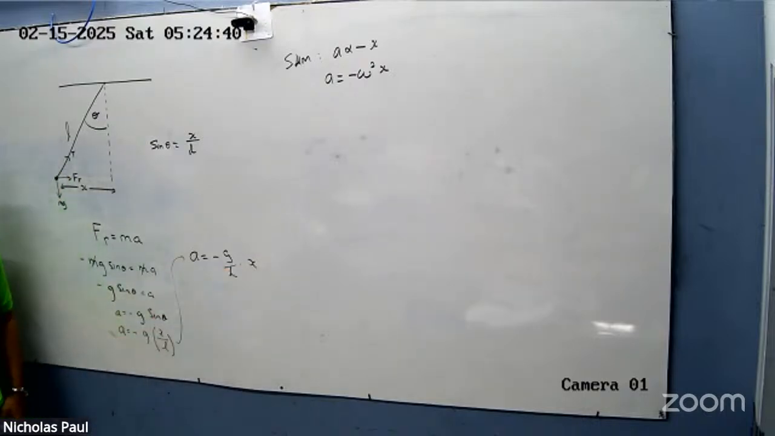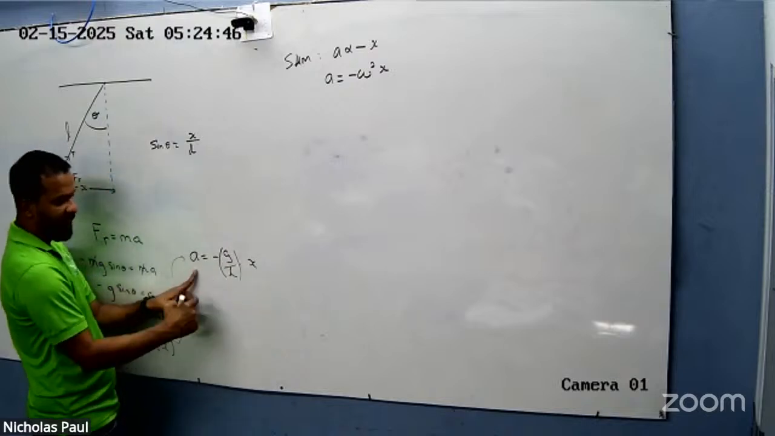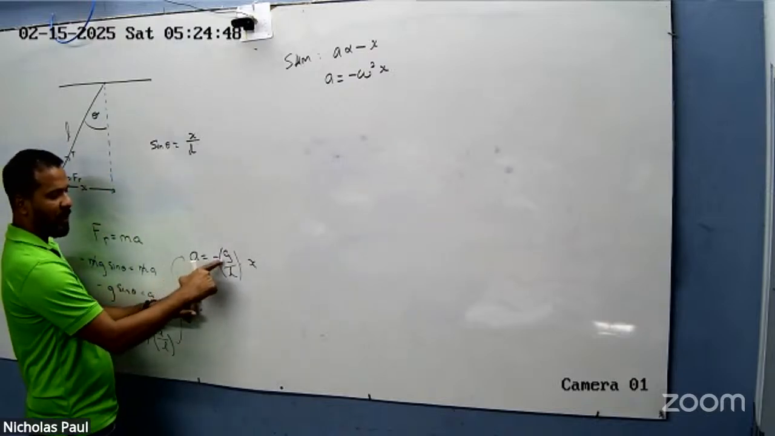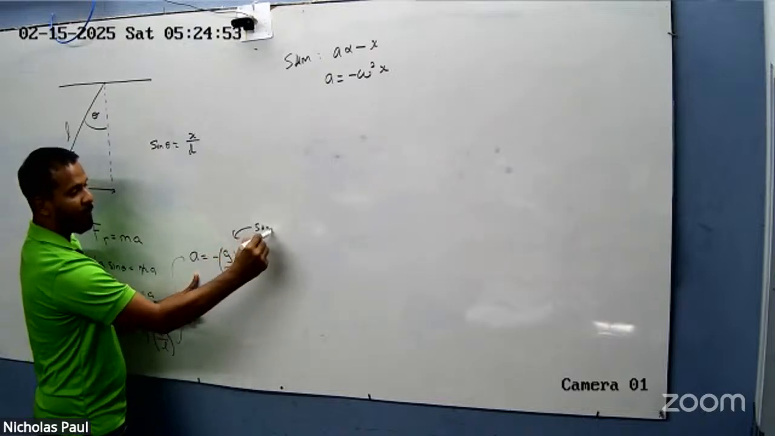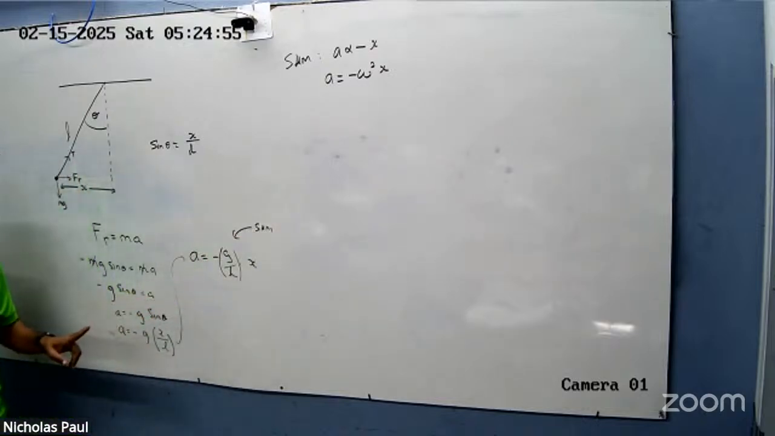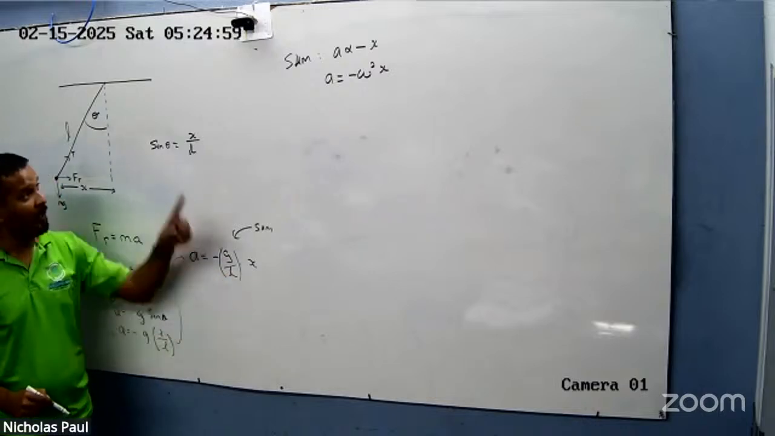That's okay? Jacob, you see that? So we've seen here that a is proportional to minus x. Y'all seeing that? Therefore the object has simple harmonic motion. Bob, could you tell me what g and l equals to? Look at the formula there.